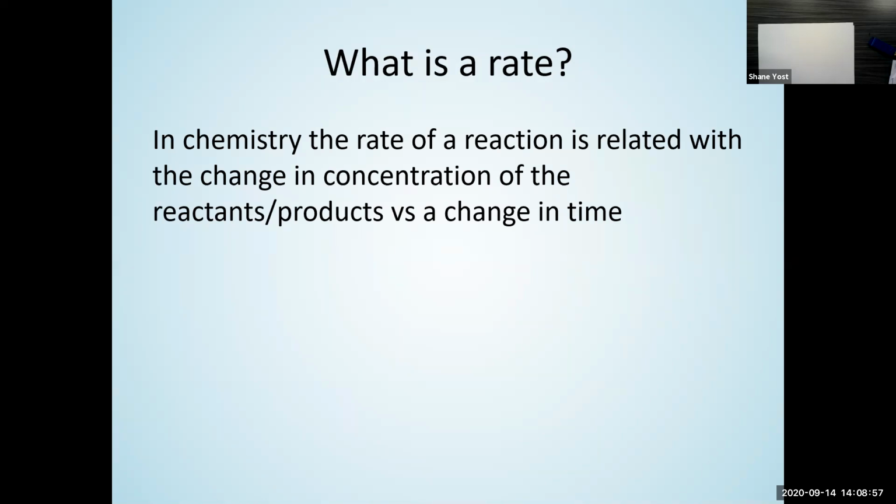And as we'll get to another day, we'll talk about reaction mechanisms and things like that. Understanding the rates of a reaction can help us understand how that reaction is taking place, how things might be reacting. That's related with reaction mechanisms, and those are very much tied into the study of reaction rates.